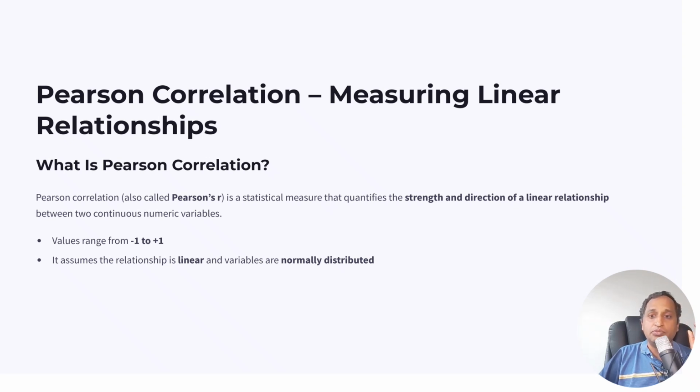If either of these assumptions doesn't hold, say your data is skewed or has a curved trend, Pearson might underestimate or misrepresent the true relationship between the variables. In those cases, we have another statistical measure called Spearman correlation, which we'll talk about next. So for now, just remember one thing. Pearson R is the go-to tool when you're looking for a linear dependency between two continuous variables.